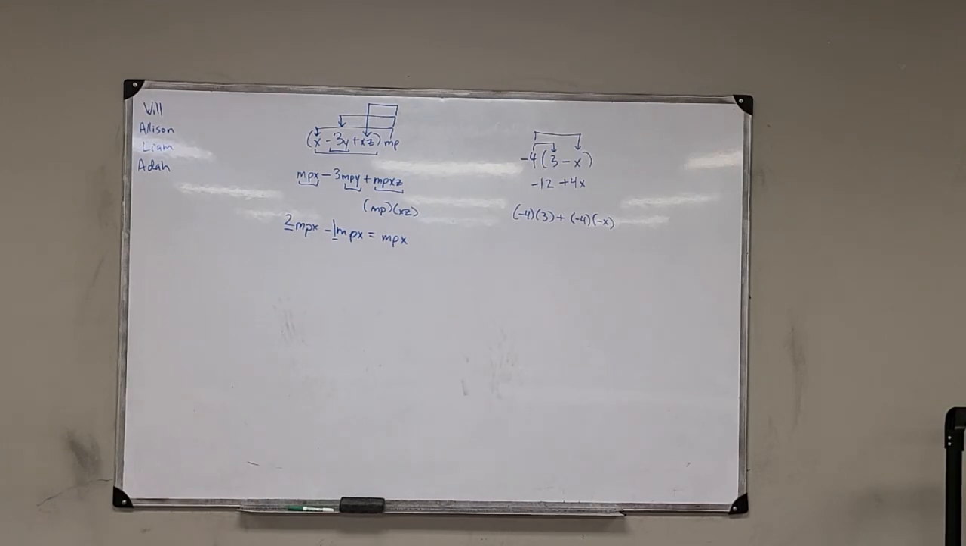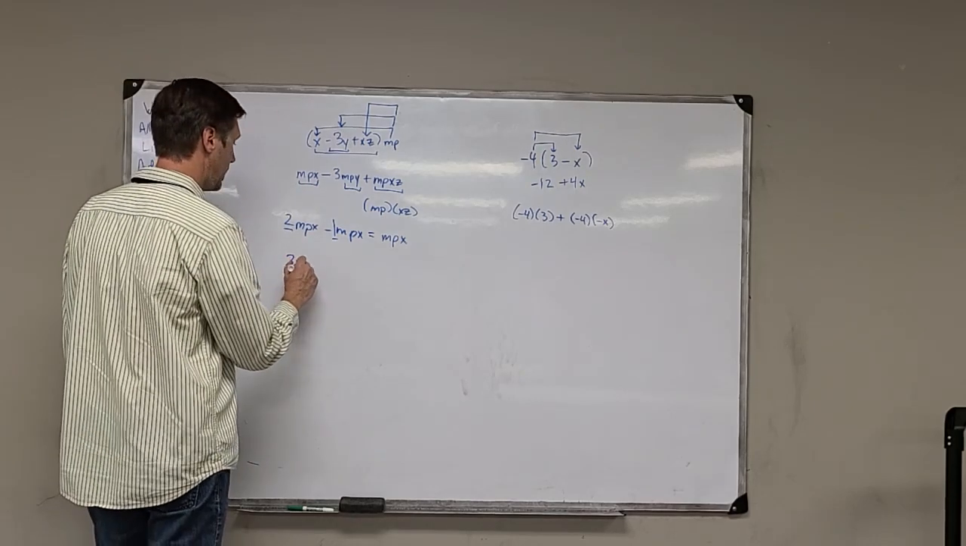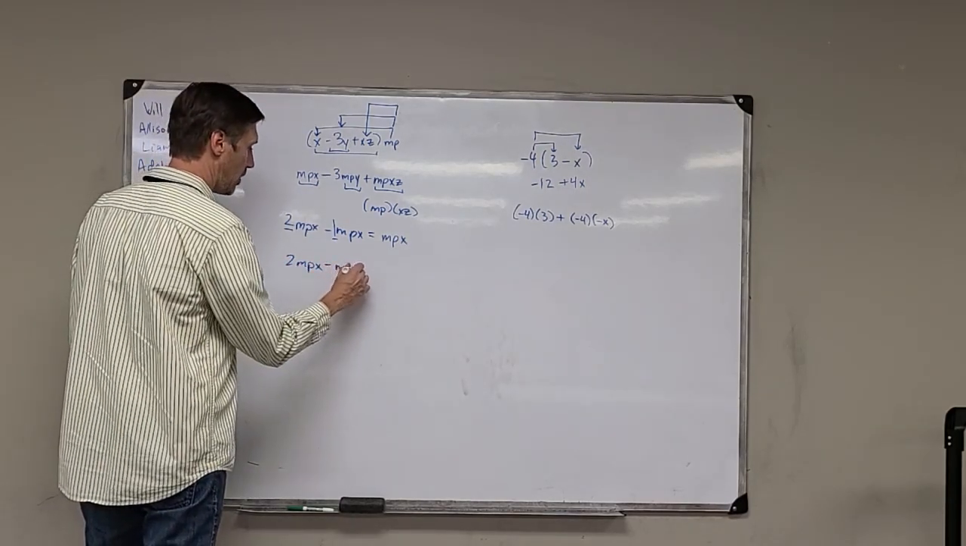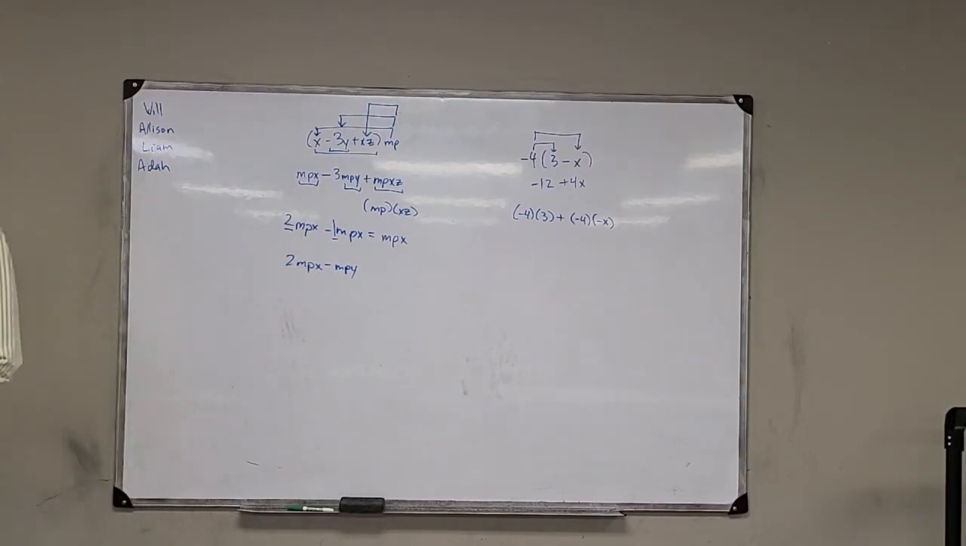What if it was 2MPX minus 1PMY? Then you couldn't do anything, you'd just have to leave it like it was, because they have different variables. They have to have exactly the same. That's right, that would be the answer: 2MPX, and we wouldn't have the 1 there typically, but minus MPY. You couldn't go any further than that, okay?